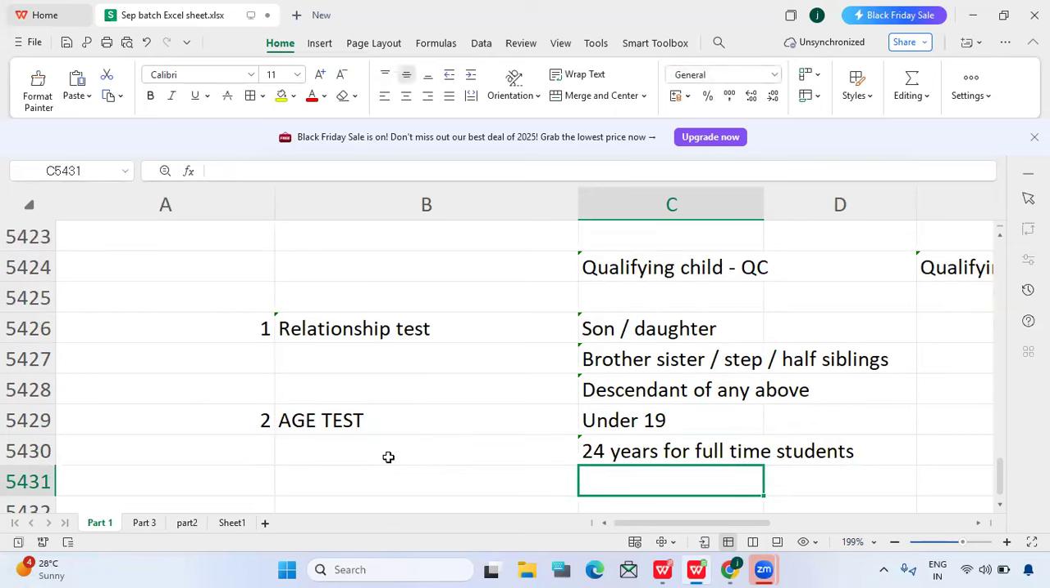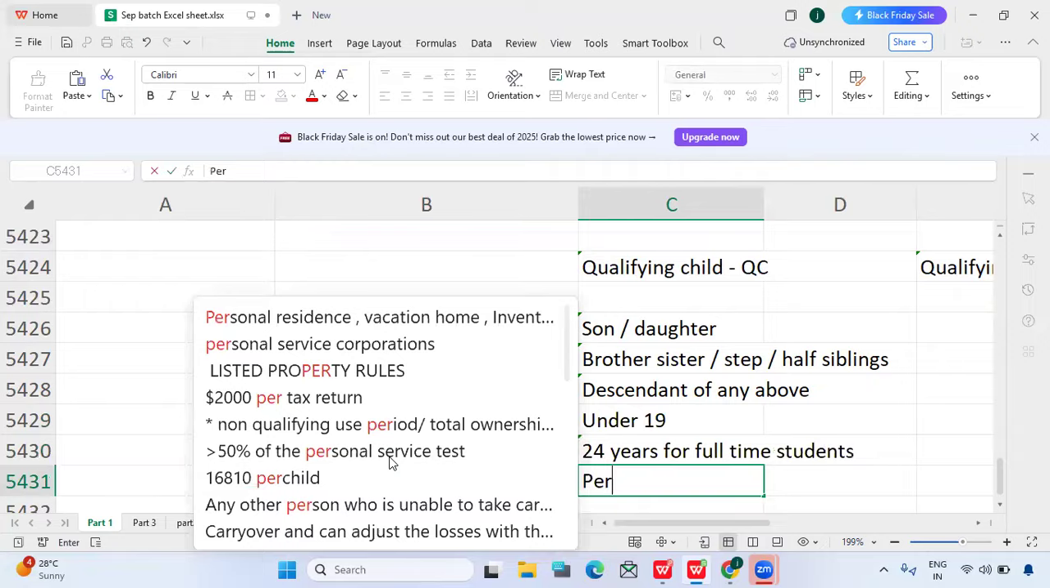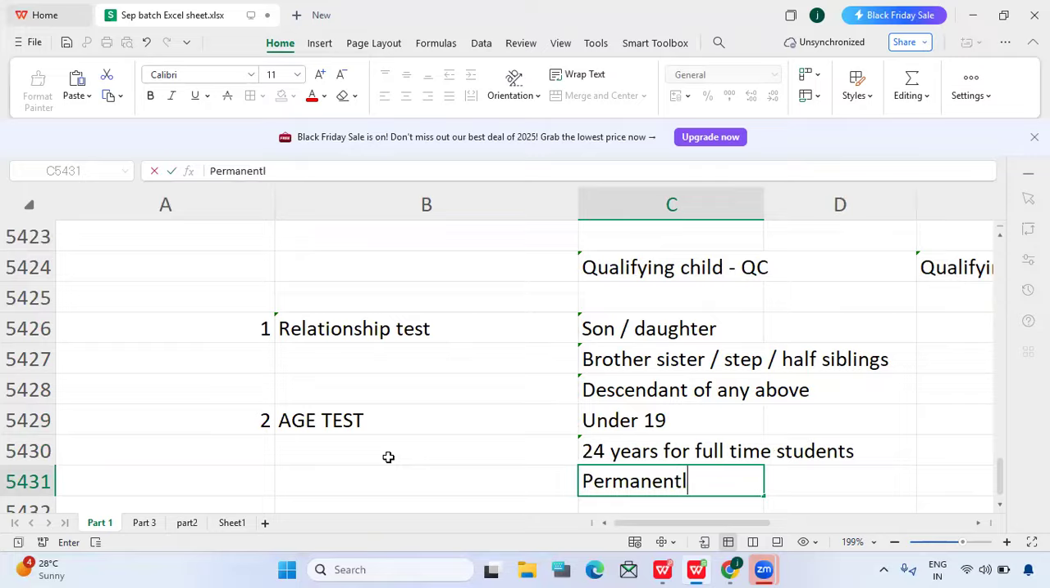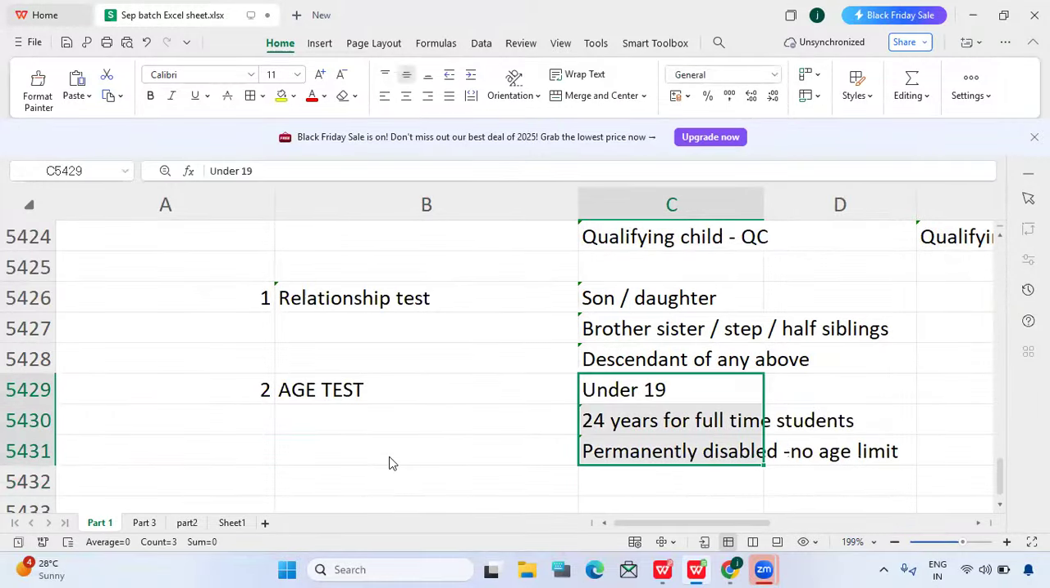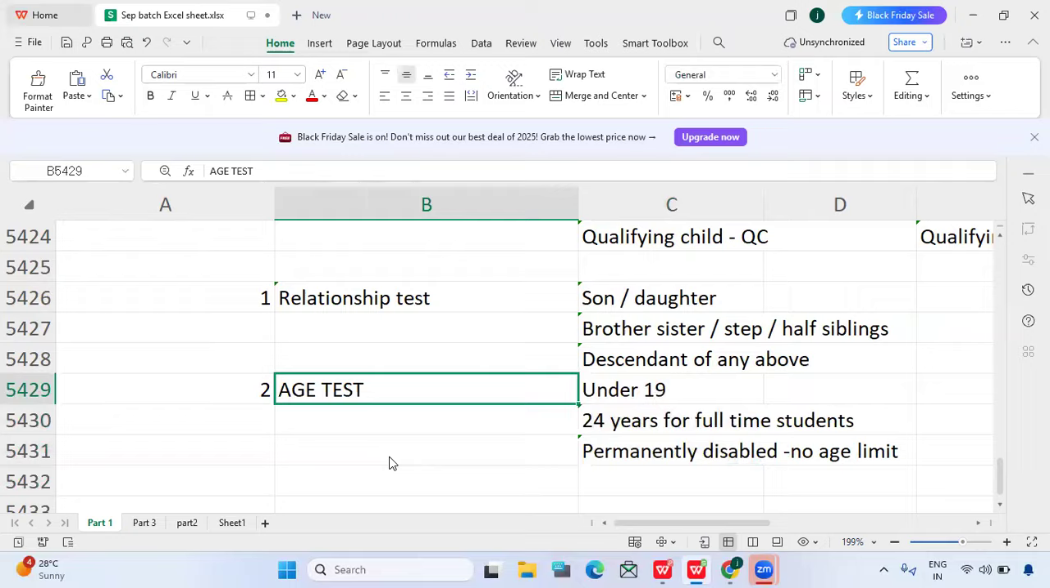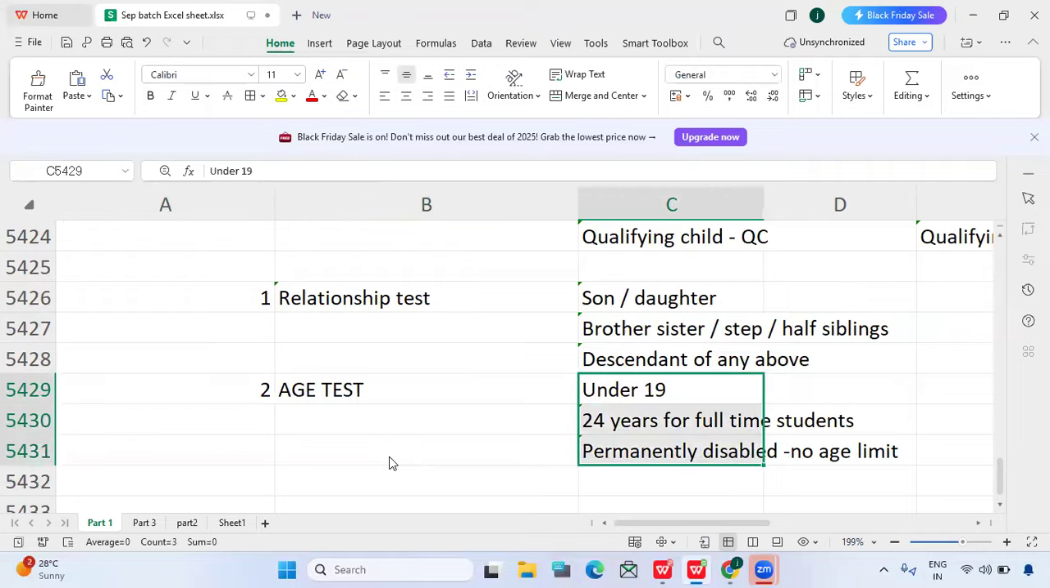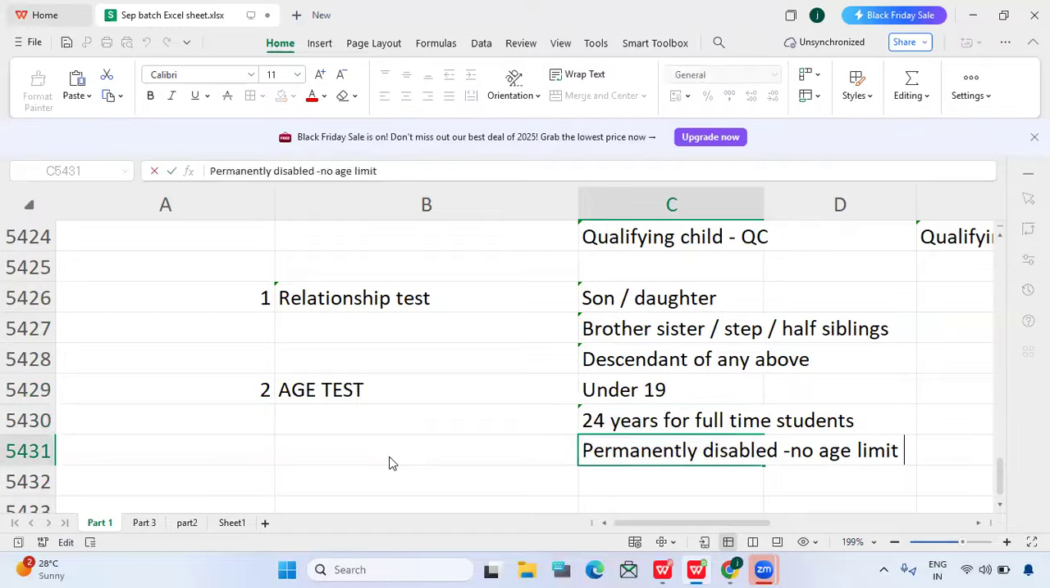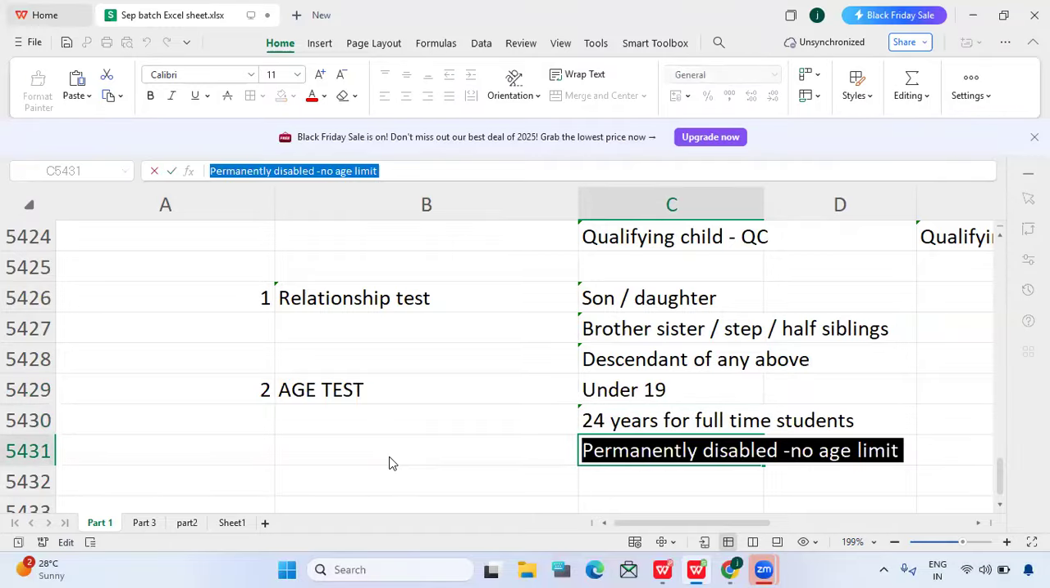And also permanent disability cases: permanently disabled, no age limit. Okay, so the first one is the relationship test and the second one is the age test. The child's age should be under 19, or full-time student 24 years, or permanently disabled cases, no age test.